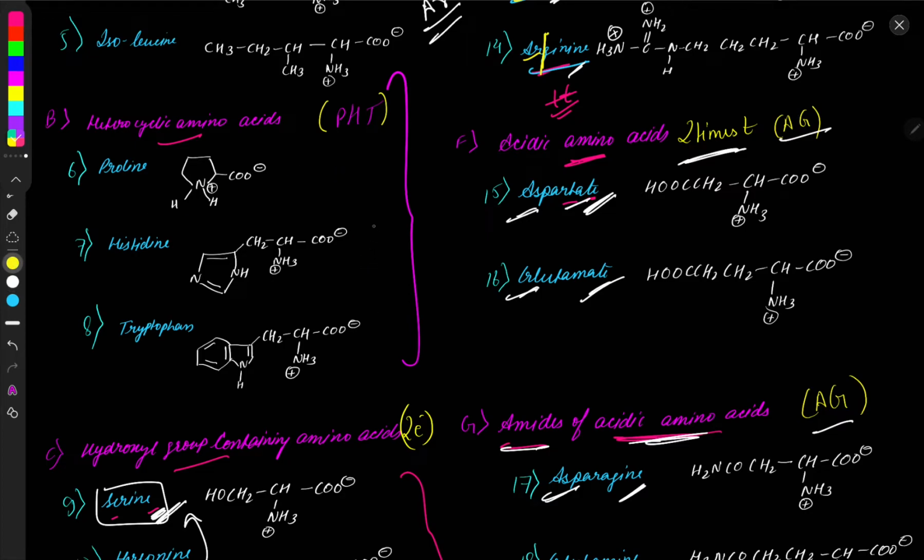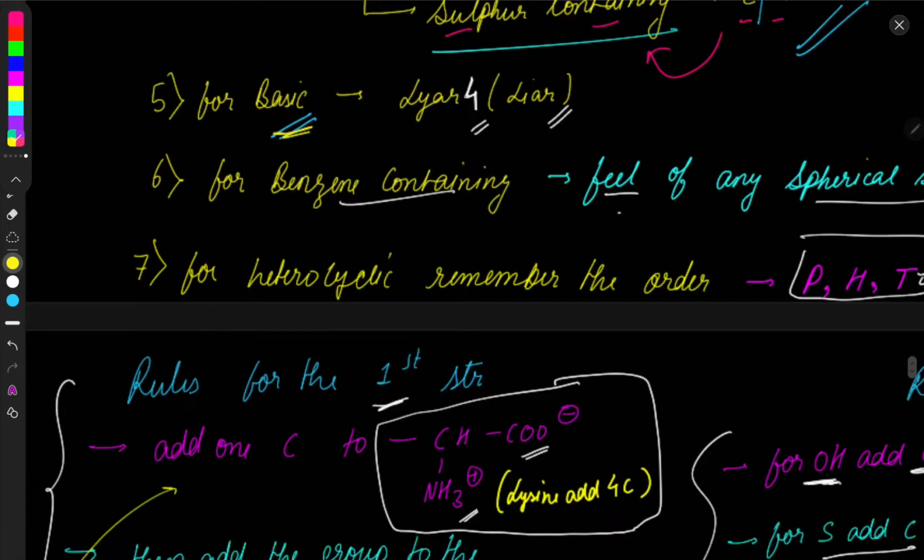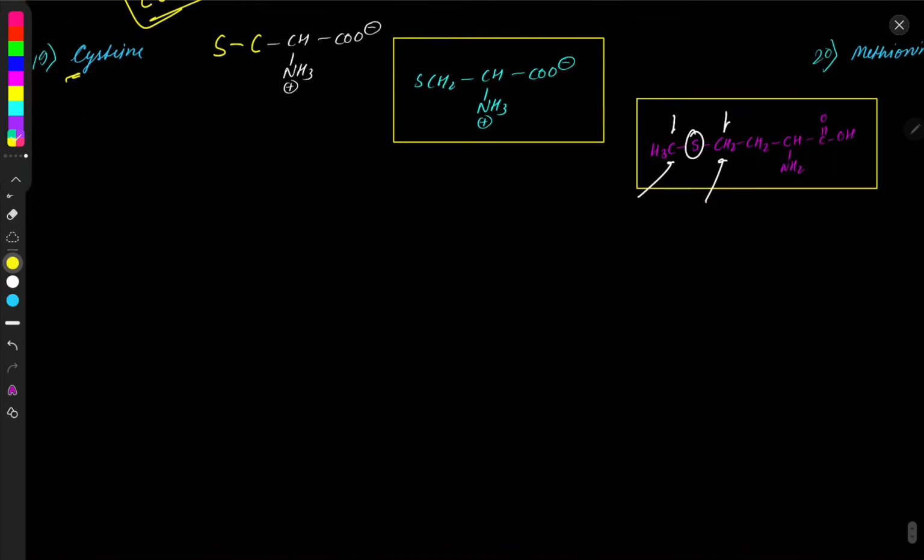See, for these 3 structures, what I say is that you memorize the order PHT. See, you have to just write the structures like this. I haven't given it an extra effort to memorize. PHT. What is P? A 5-membered ring with a nitrogen here and 2 hydrogens, plus COO minus.